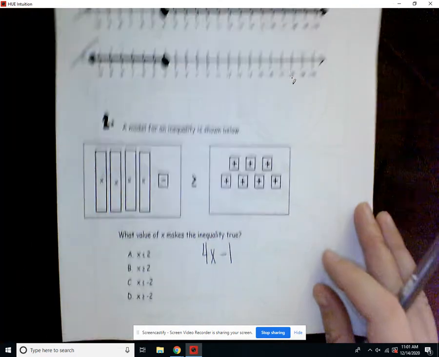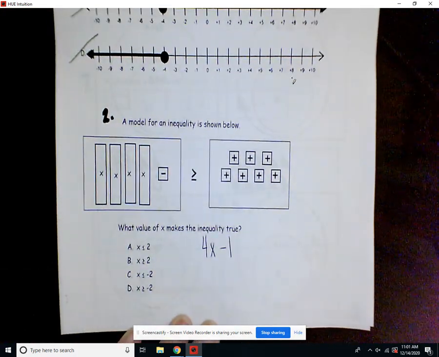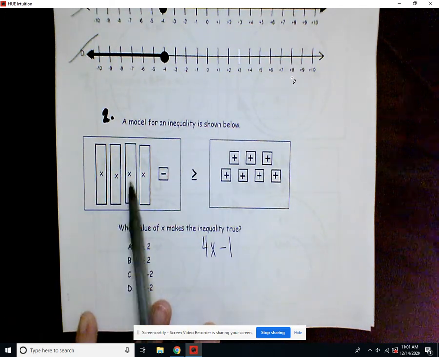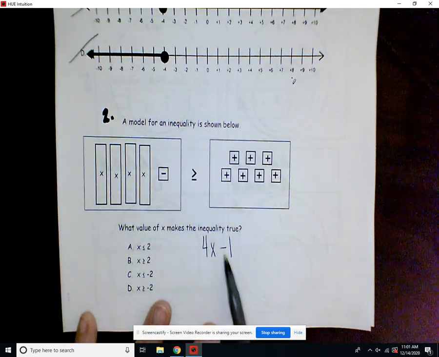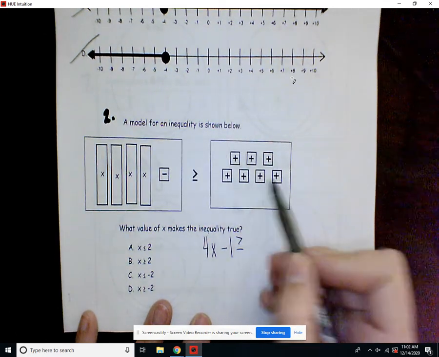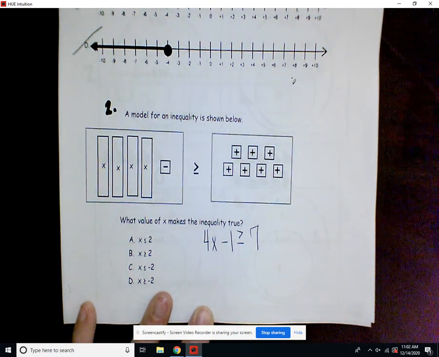Okay, number 2 wants to know what is the value of x to make the inequality true. So we're writing the equation. We have 1, 2, 3, 4 x's. We have one negative, so negative 1. Our arrow, and then 1, 2, 3, 4, 5, 6, 7 positives. So we're going to solve it.